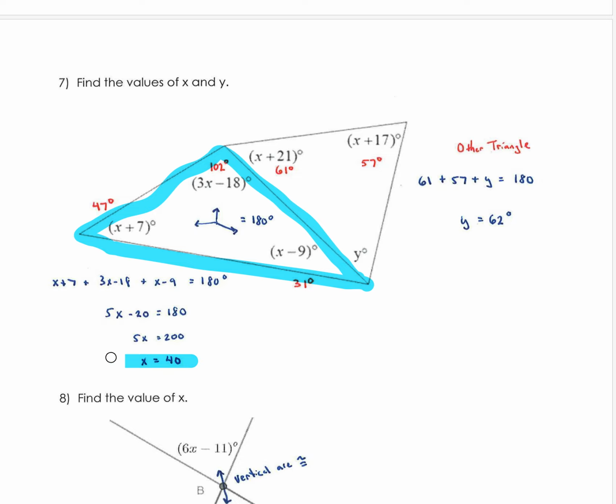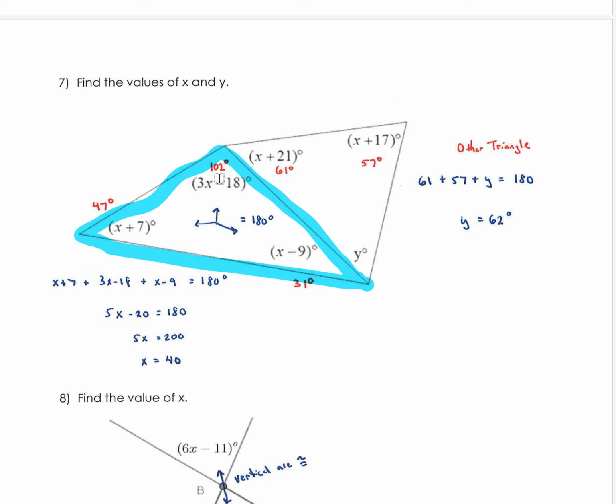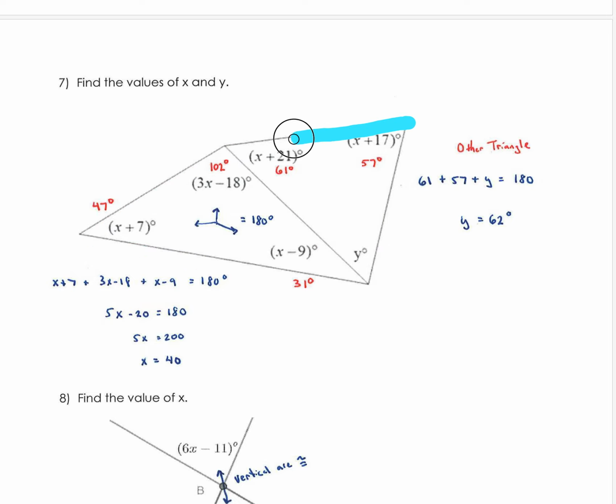Well, once you know x equals 40, you can plug it back in. We can take that value and put it there, and put it there. I can take all those values of x and just figure out what they are. So 47, 102, and 31. But I also can plug that same x value in here and here. And that says that this is 61 and this is 57. But now I can focus on this triangle. I also know that it adds up to 180. So 61 plus 57 plus y equals 180, and then I can solve for y.